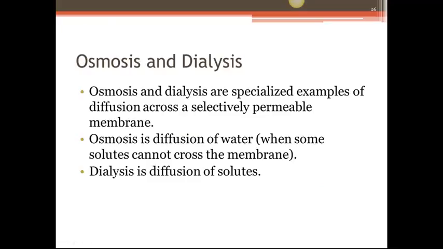Osmosis and dialysis are specialized examples of diffusion across a selectively permeable membrane. Osmosis is diffusion of water when some solutes cannot cross the membrane. Dialysis is diffusion of the solutes.